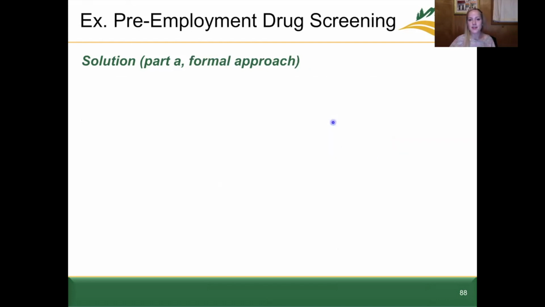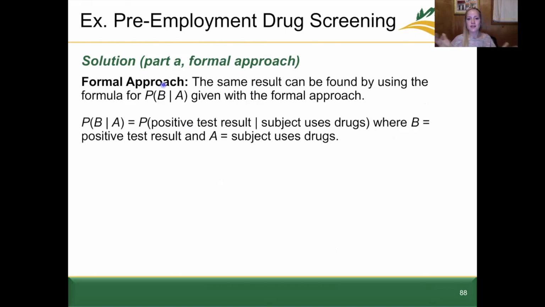Now let's try this using the formal approach, so using that formula shown a couple slides ago. When using either the intuitive or the formal approach, we're going to get the same answer. We also do have the same notation here for either approach, so it's still that event B is that we get a positive test result. Event A is that we're assuming that the subject does use drugs. Let's look at the table again so we can see all of our data.